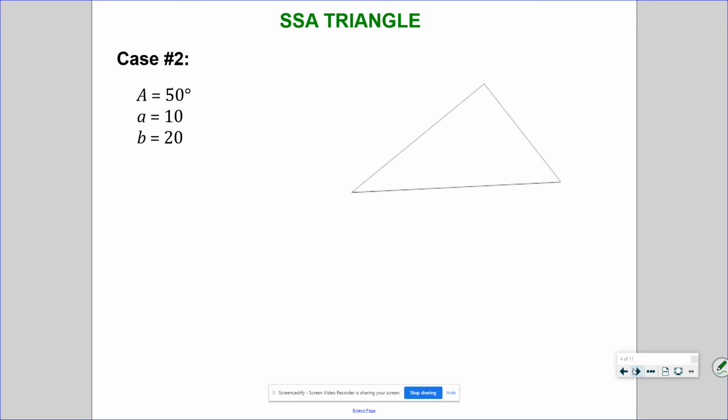Okay, let's look at some weird cases. Here is an interesting case. This particular question, I'm going to set it up, but something different is going to happen. So we're going to label what we know. We know angle A is 50. We know side A is 10. That would be that side. We know 20 is our other side, or side B. So let's just start going through the process of finding, oh, I don't know, angle B. So we're going to find angle B.